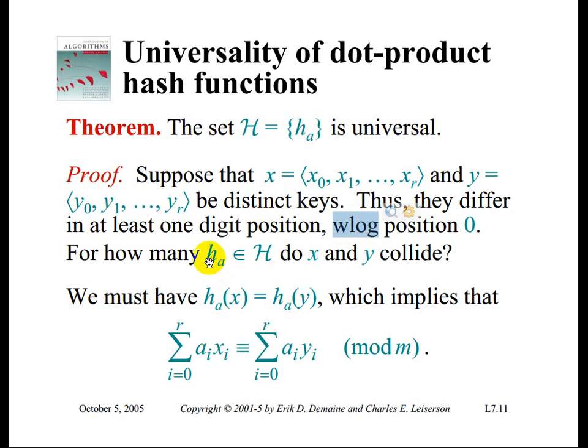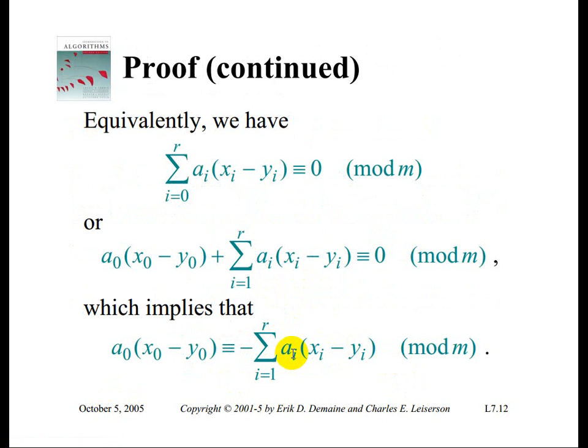And now you have to figure out how many such functions there are where x and y collide, and you want to prove this is 1 by m. So you want this, which implies that this is true modulo m, just by definition of how you created the functions. Now you subtract both sides by this, take this out and add this, and this is equal to this modulo m. Once again, the modulo m stays there.